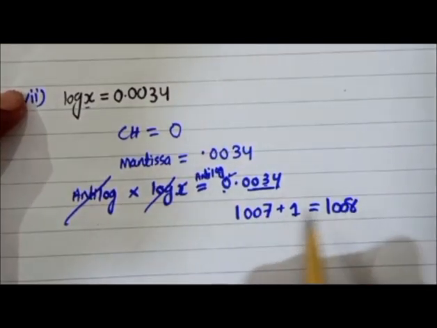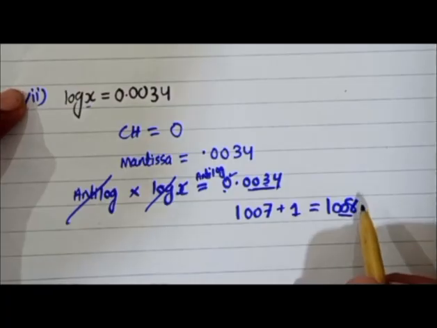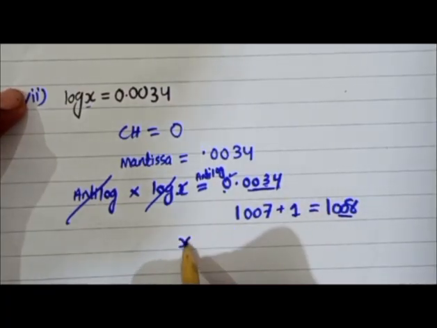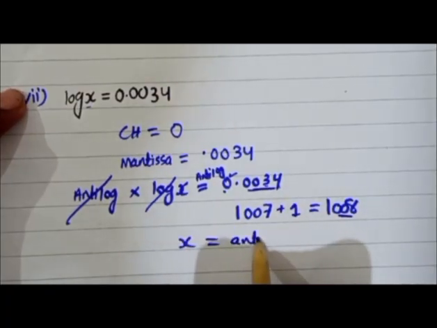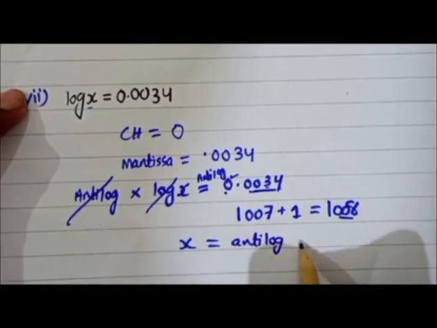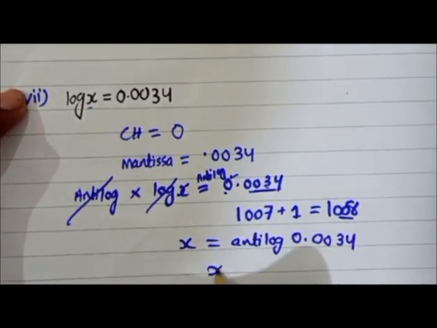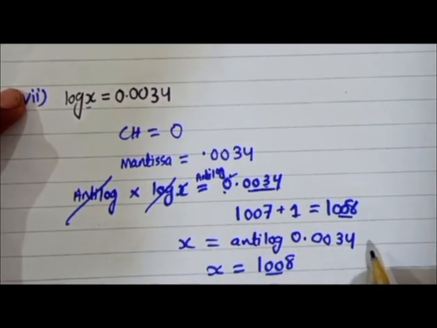So 1008 is my answer, but its value is incomplete. So I write x is equal to antilog 0.0034. X is equal to 1008, but this value is incomplete. I need to put the decimal point.